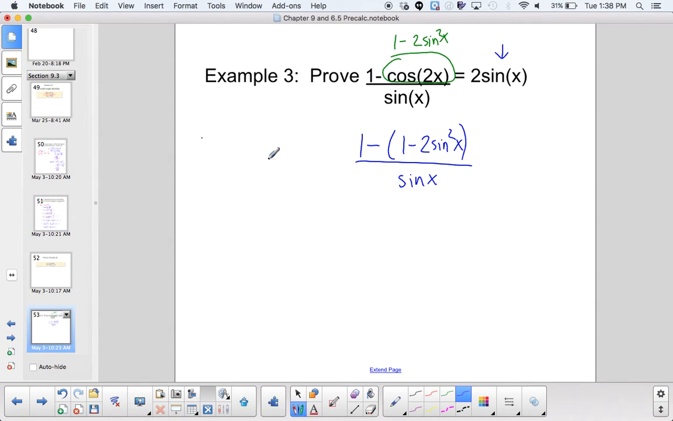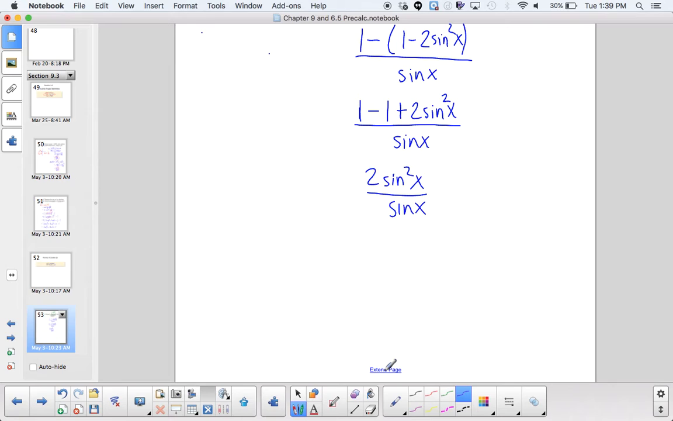Okay, so that's my left-hand side, and when I distribute the negative, I end up with 1 minus 1 plus 2 sine squared x over sine x. And once again, I can simplify and just get 2 sine squared x over sine x, and that's because 1 minus 1 would just give me 0. And when I simplify this, I would just end up with 2 sine x, because the sine x would cancel out, and bring down the other side equal to 2 sine x. And so we have completed the proof.